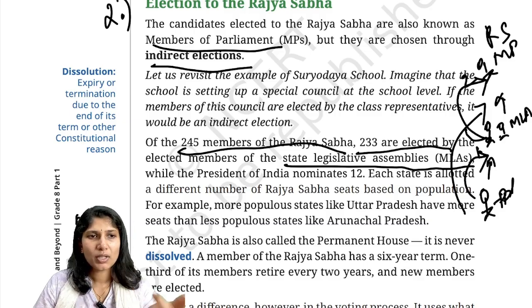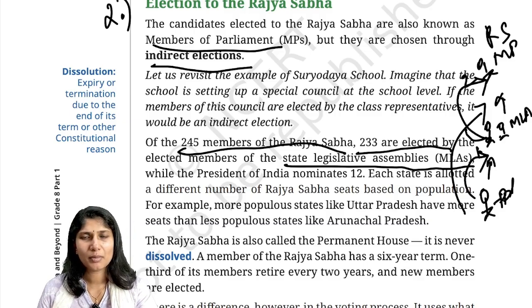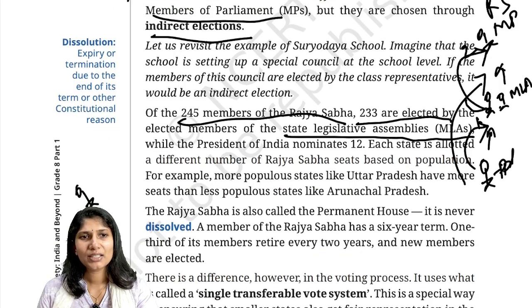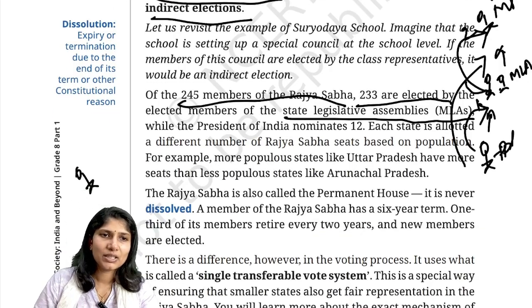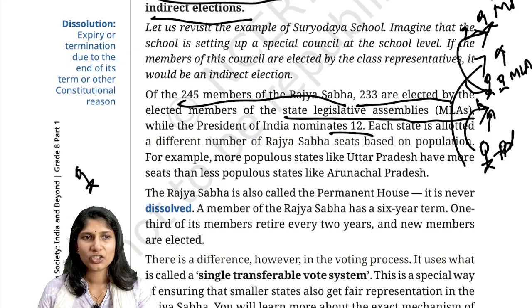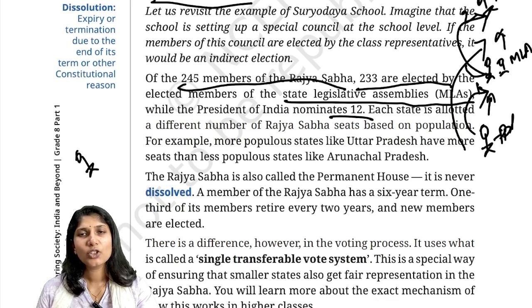So among 245 members, if 233 members are elected by your MLAs, then what happens to the remaining 12? The remaining 12 members are nominated to Rajya Sabha. They will not contest or take part in election. But they are nominated by the President of India to Rajya Sabha because of their contributions to India in various fields such as science, arts, etc.